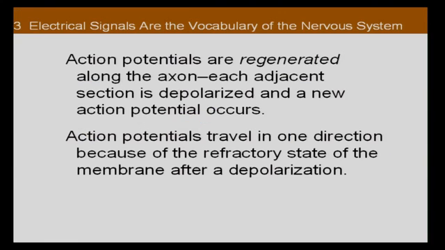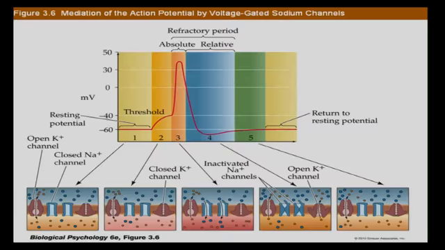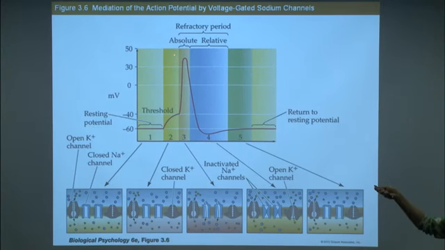Important concept, action potentials travel only in one direction. Why? Because of the refractory state of the membrane after depolarization. Remember we talked about there is an absolute refractory period. It's actually this chunk of the axon cannot get depolarized again for a small amount of time after an action potential is seen, and then there's a relative refractory period.